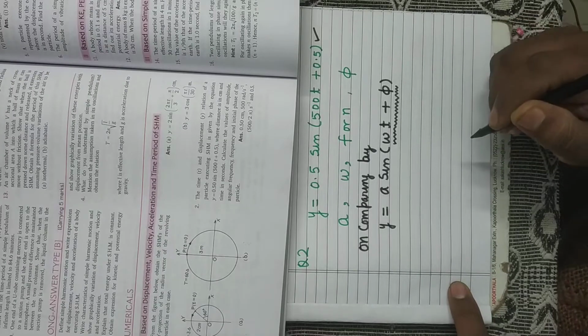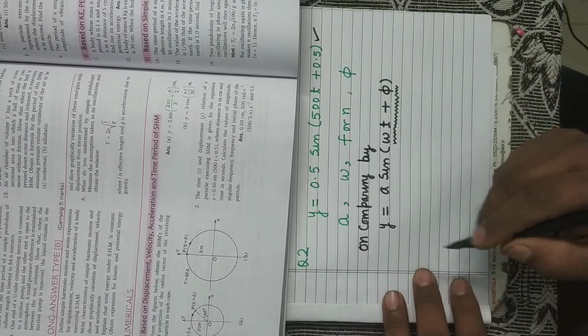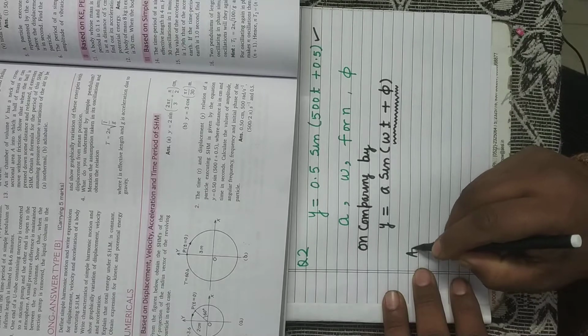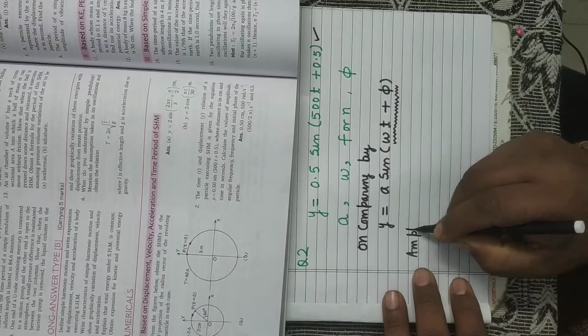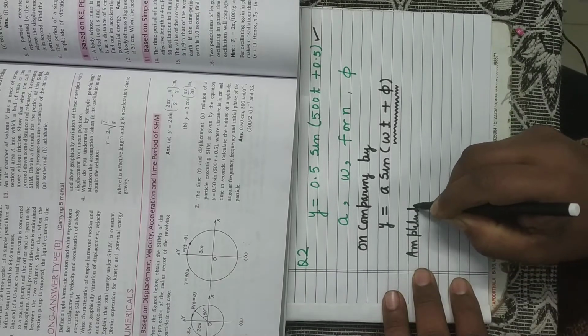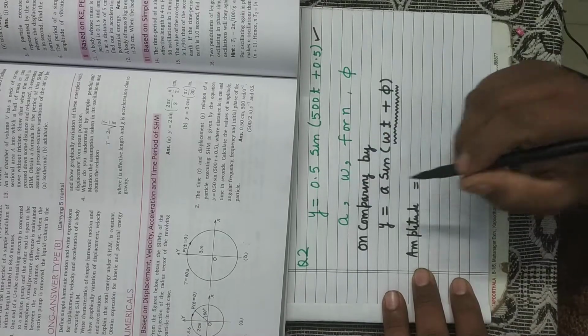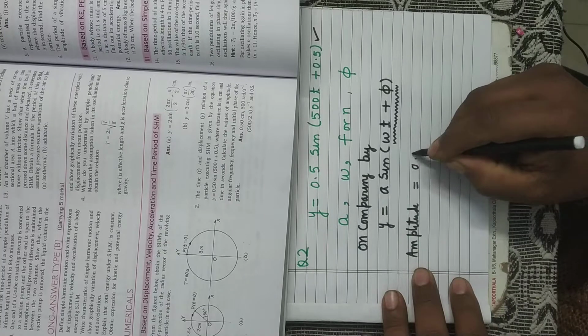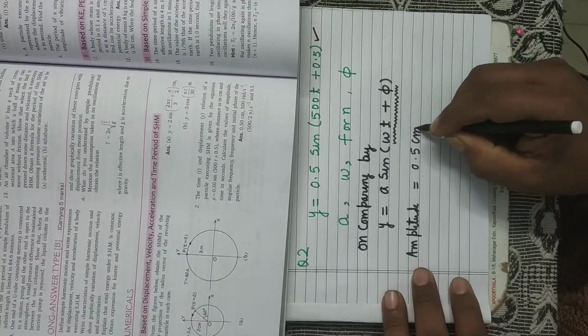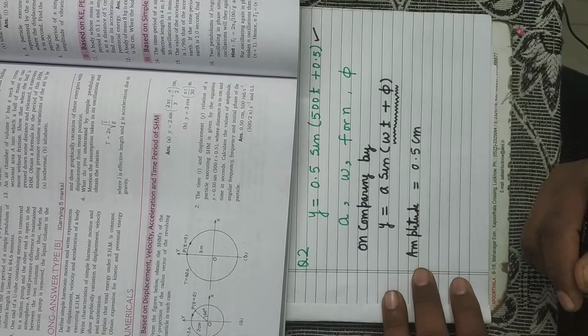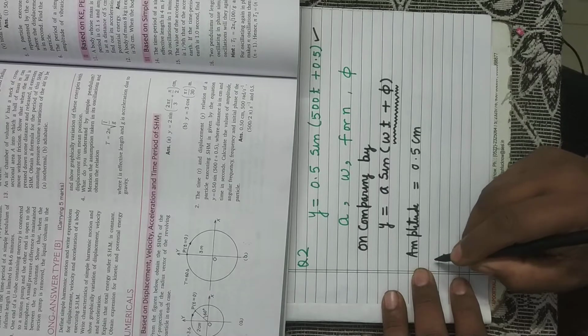this. It is clear. So first you have to find amplitude. You can see when you compare, in place of a there is 0.5, so the amplitude is 0.5 centimeter. Distances are measured in centimeter here. Then angular velocity or angular frequency, anything you can say.